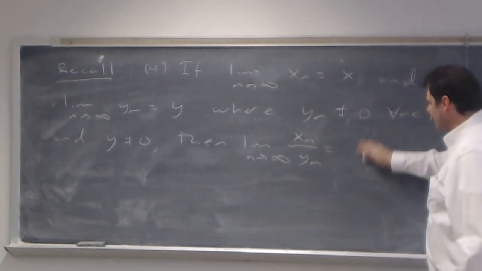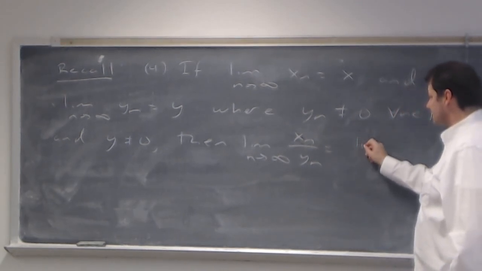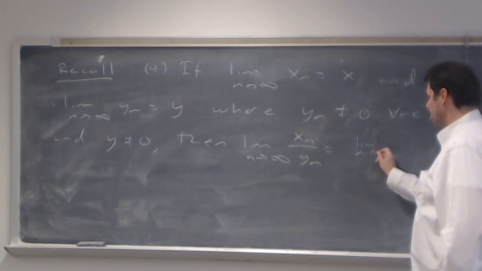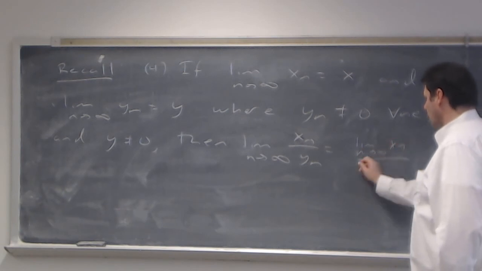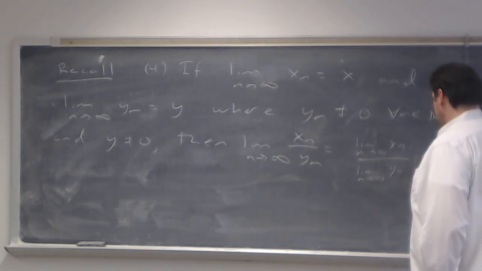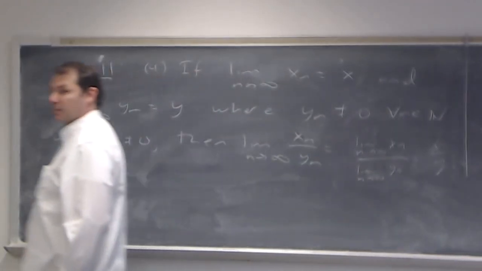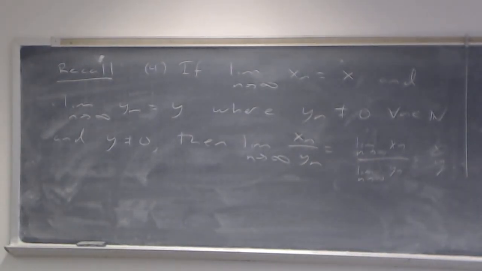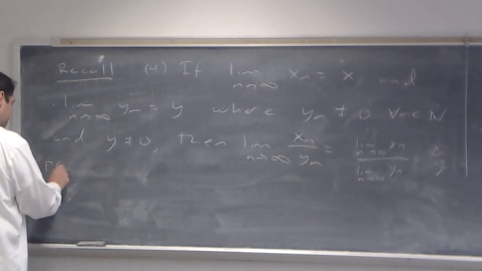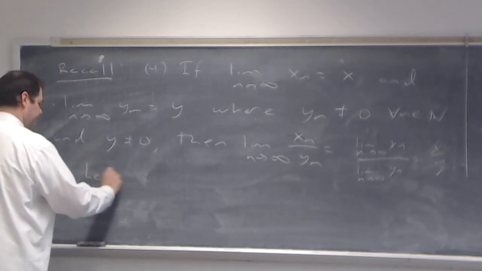Now, I'm going to write an intermediate step. That's the same thing as the limit as n goes to infinity of x sub n over the limit as n goes to infinity of y sub n, which equals x over y. So this is the intermediate step that I'm adding. We had done some work on that already. I want to go back over that work, and then I want to finish up that proof. So here's the proof. Look on the left.